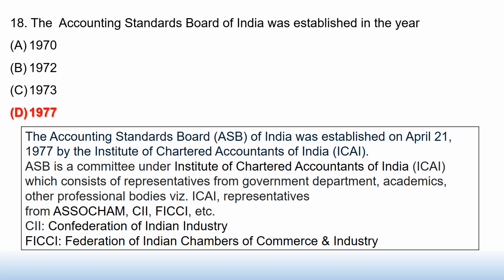The Accounting Standards Board of India was established in the year A 1970, B 1972, C 1973, D 1977. Answer option D, 1977. The Accounting Standards Board of India was established on April 21, 1977 by the ICAI. ASB is a committee under ICAI which consists of representatives from government departments, academics, other professional bodies like ICAI, and representatives from ASSOCHAM, CII and FICCI.